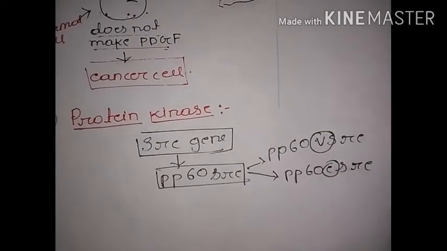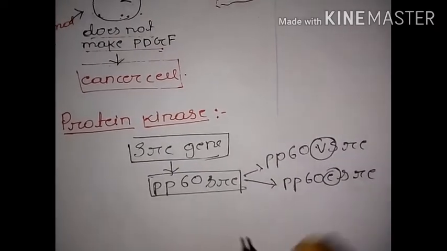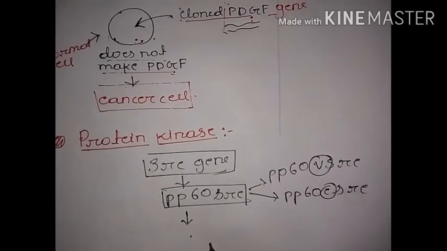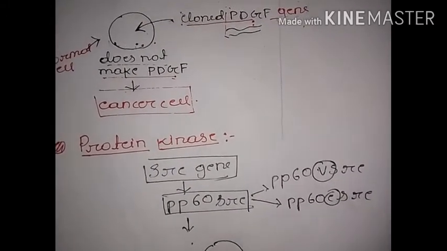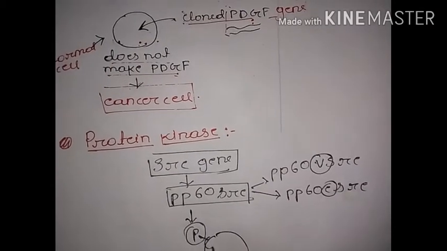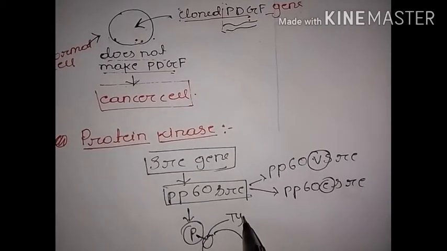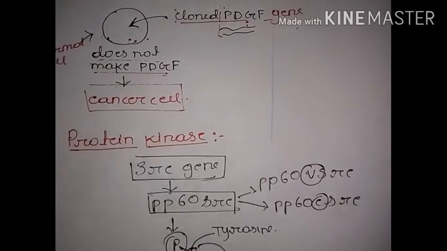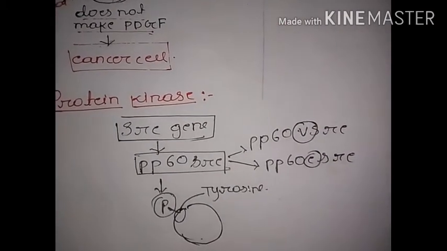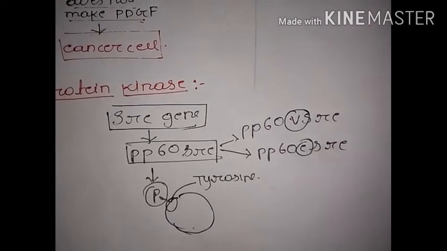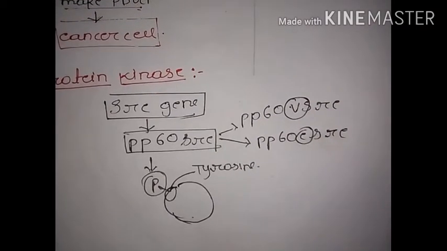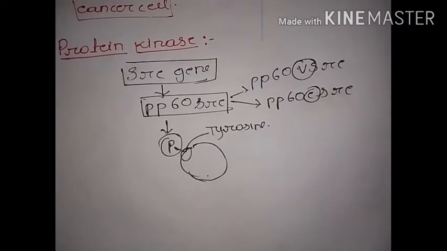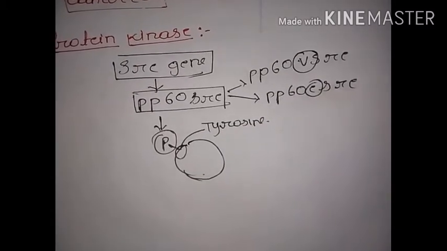So SRC protein kinase adds a phosphate group to the amino acid tyrosine. So it phosphorylates on a tyrosine residue, a specific tyrosine residue. Now, protein phosphorylation was known to be important. When SRC encodes a protein kinase, and the name of this protein is PP60 SRC protein, it phosphorylates some protein, affecting a multitude of metabolic changes in the cell.